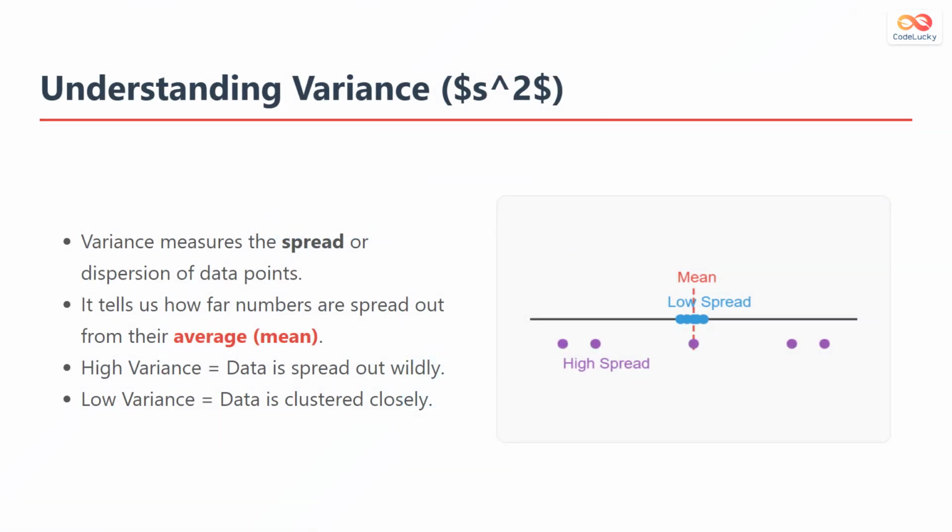Before we dive into the F-distribution itself, let's quickly recall what variance represents. Variance is simply a measure of spread. It tells us how far a set of numbers is spread out from their average value. If the data points are clustered closely together, the variance is low. If they are scattered far apart, the variance is high.